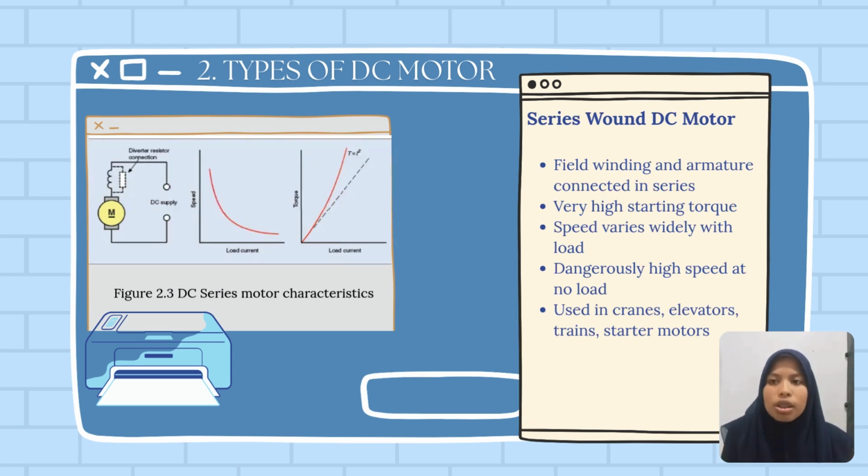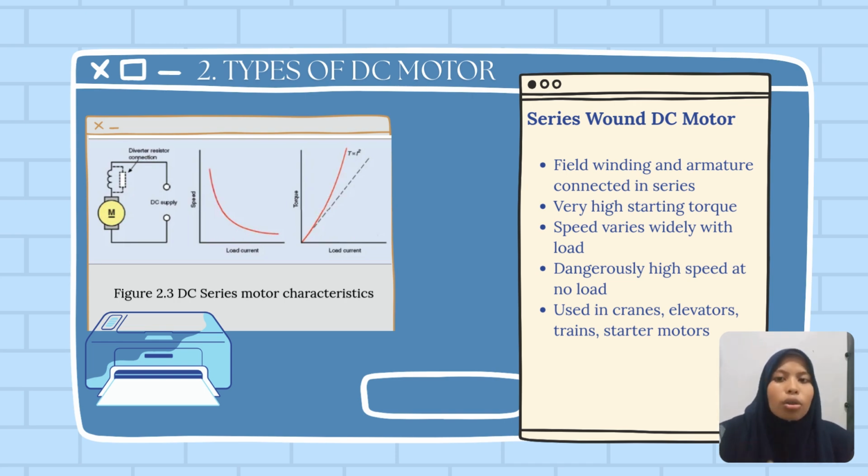The third one is series wound DC motor. In a series wound DC motor, the field winding and armature are connected in series, so the same current flows through both. As load increases, current increases, producing very high torque at low speed.